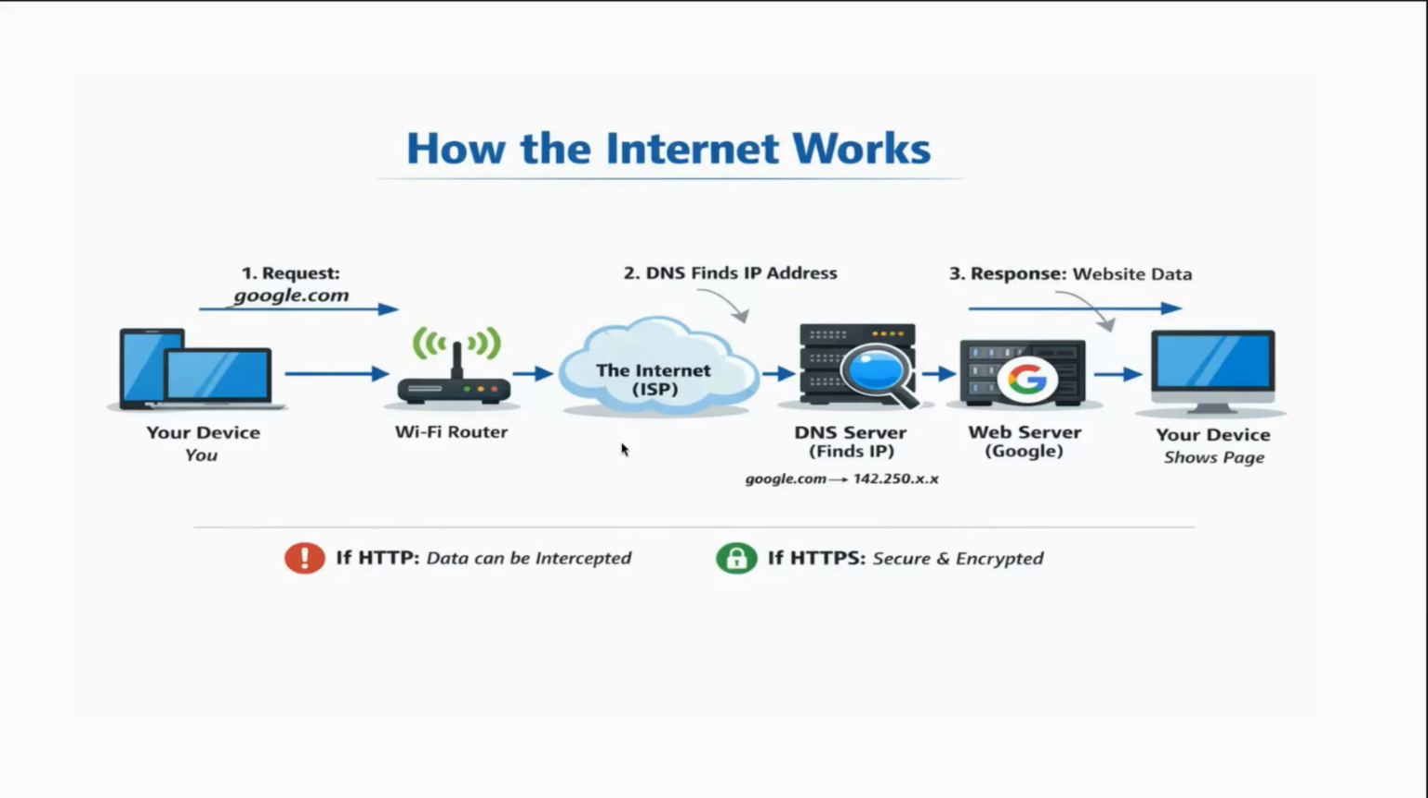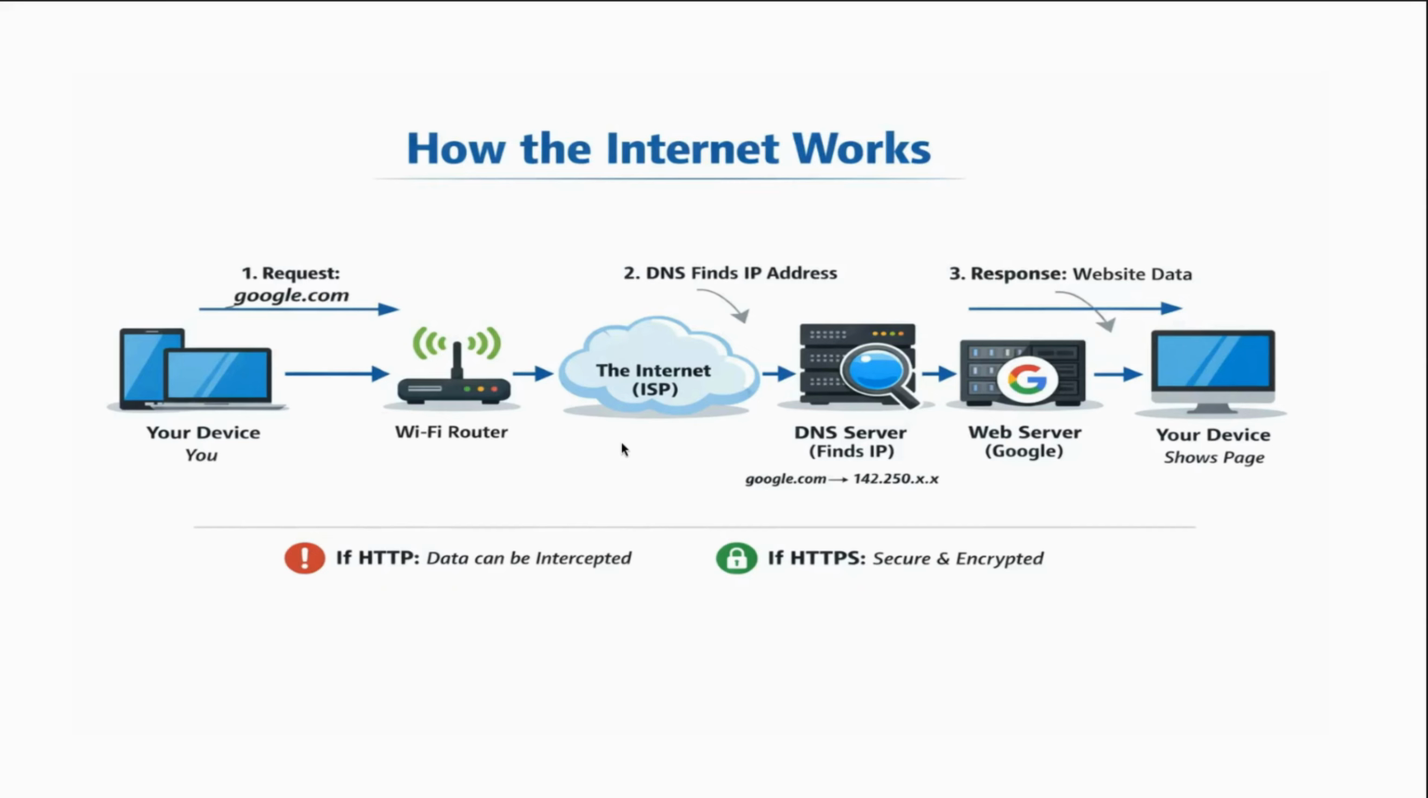Now, how does the internet work? Since a computer does not understand names like google.com, facebook.com, or amazon.com, the request goes to the DNS server, which converts the domain name into an IP address. Once the IP address is found, the data is broken into smaller pieces called packets. These packets travel through multiple networks using routers. Each router helps in finding the best path to reach the destination server.